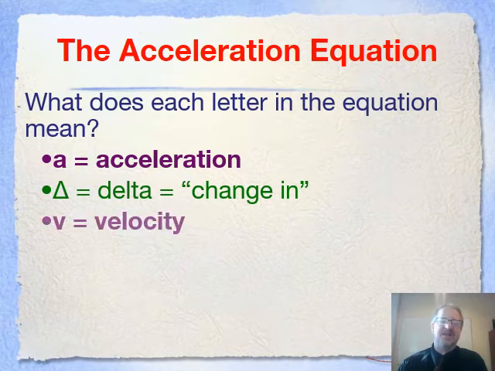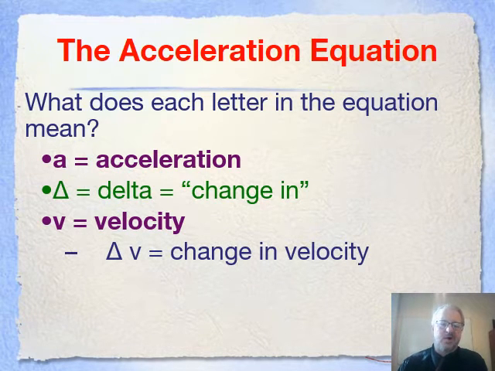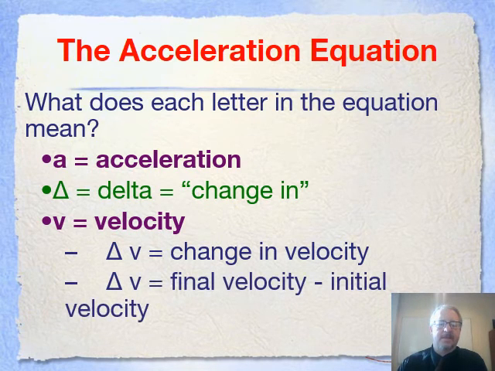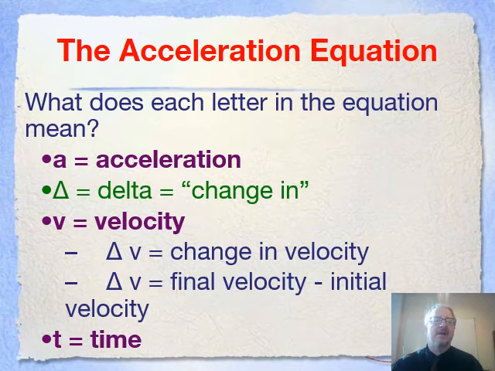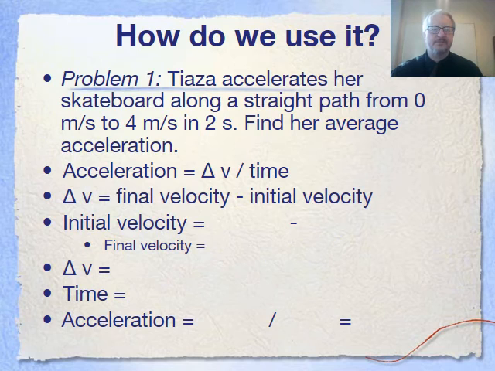So what would be the change in velocity, right? Because that's in front of the v. The v, of course, stands for velocity. We should already know that. So delta v equals a change in velocity. And the change in velocity is equal to taking the final velocity and subtracting the initial velocity to find the difference, right? The difference in velocity. And then, of course, t equals time. So that's what each of the letters and symbols mean in our acceleration equation.